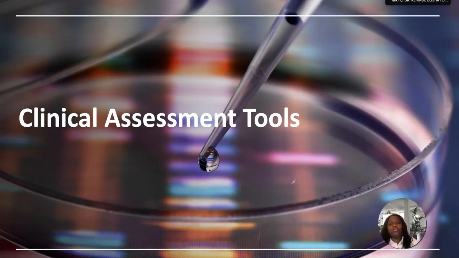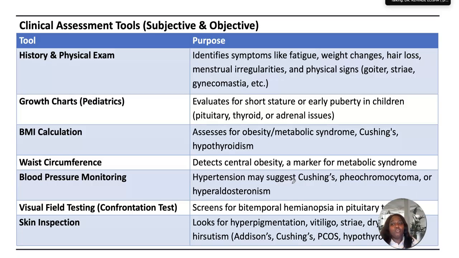We're now going to go to clinical assessment tools. Okay, history and physical exam. Identify symptoms like fatigue, weight changes, hair loss. What about growth charts? For pediatrics, you want to evaluate short stature. Are they short? Do they have early puberty? Do they have pituitary, thyroid, and gland issues? BMI calculation, you want to assess, do they have obesity?